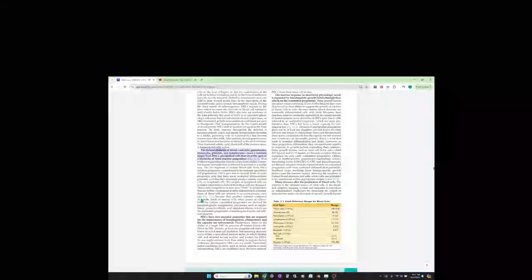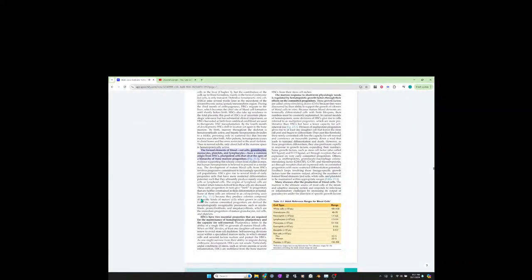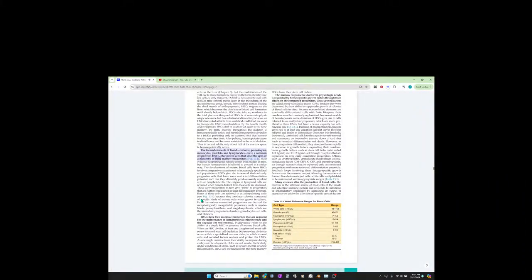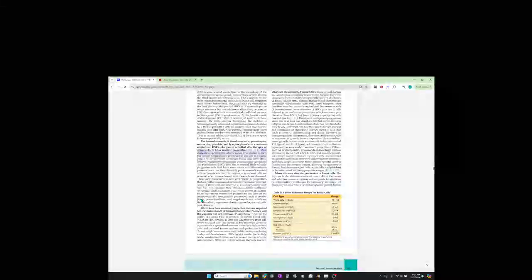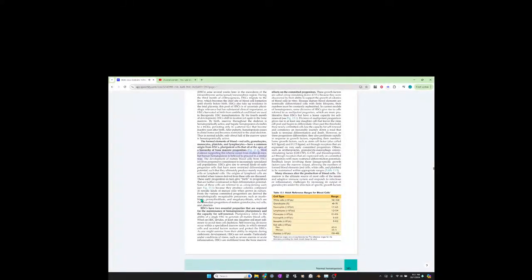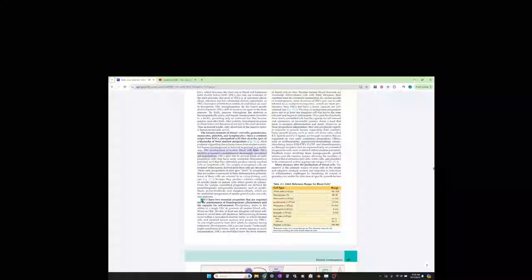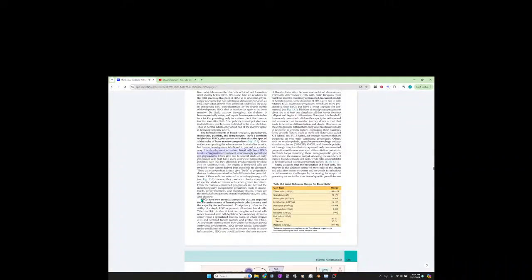The formed elements of blood, red cells, granulocytes, monocytes, platelets, and lymphocytes, have a common origin from HSCs, pluripotent cells that sit at the apex of a hierarchy of bone marrow progenitors. Most evidence supporting this scheme comes from studies in mice, but human hematopoiesis is believed to proceed in a similar way. The development of mature blood cells from HSCs involves progressive commitment to increasingly specialized cell populations.